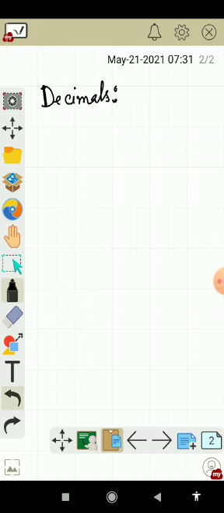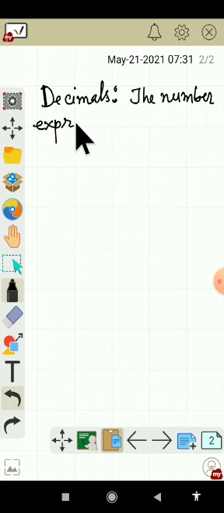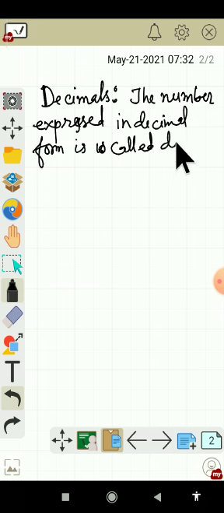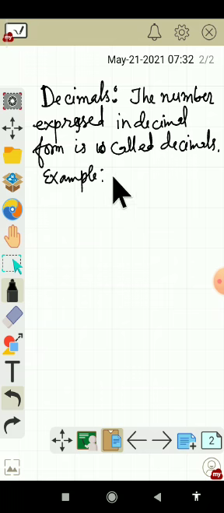The numbers expressed in decimal form are called decimals. Example: what is an example of it? Suppose 6.8, 1.23, these are all examples.